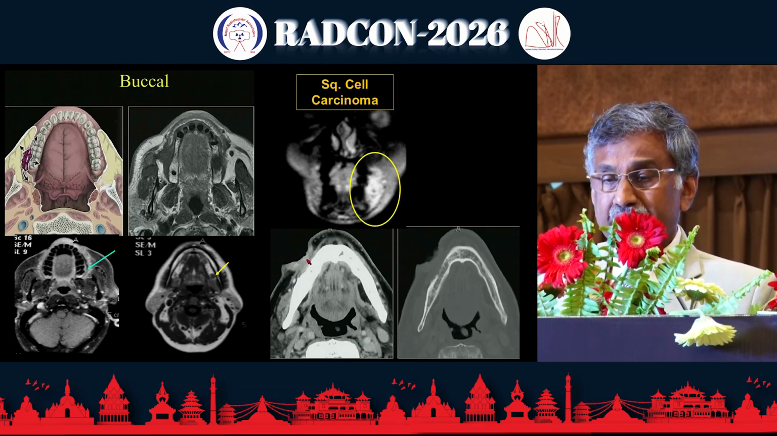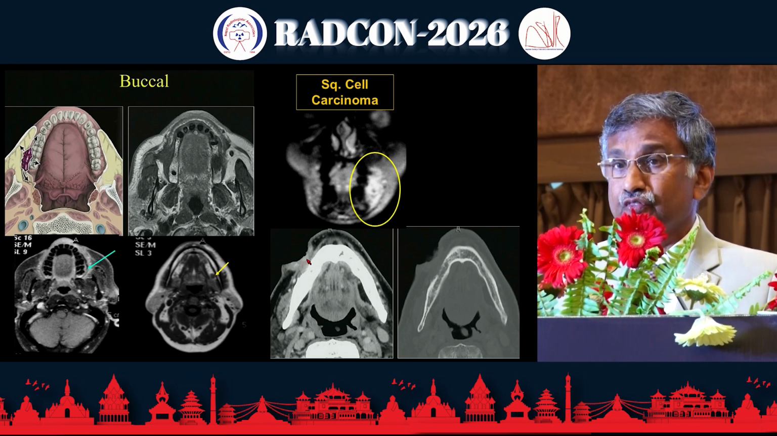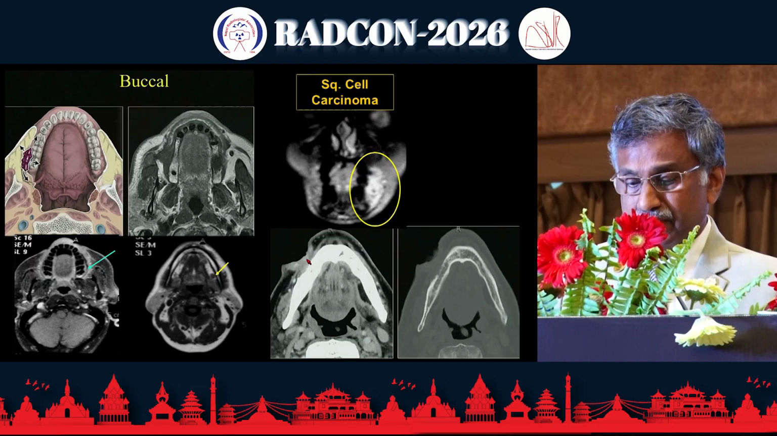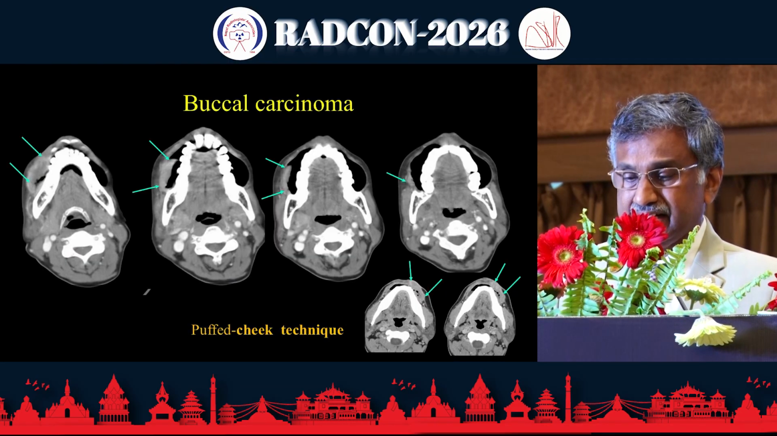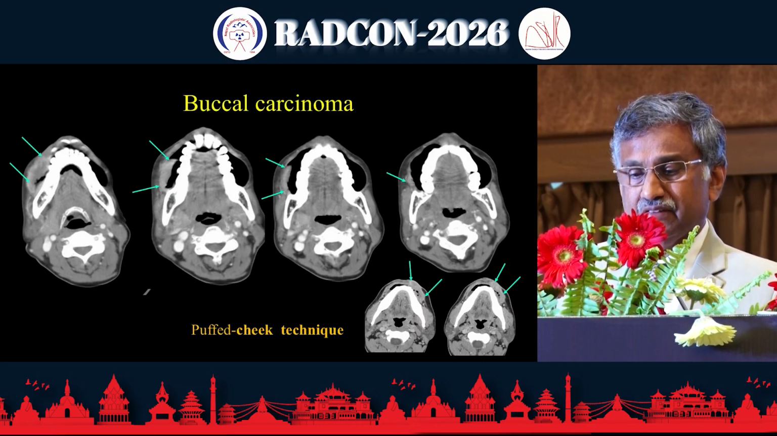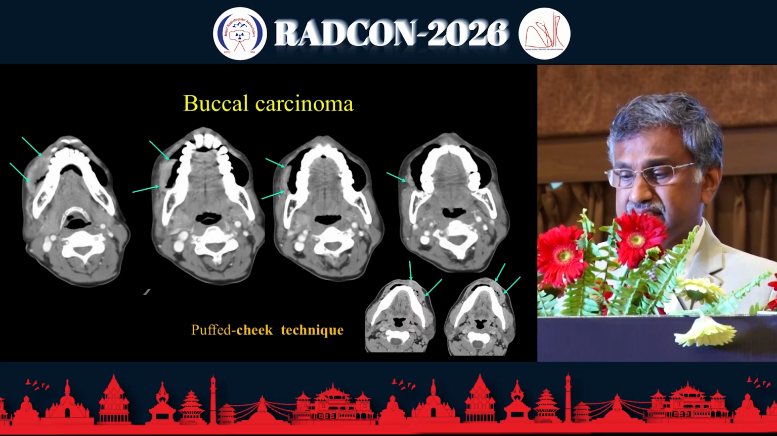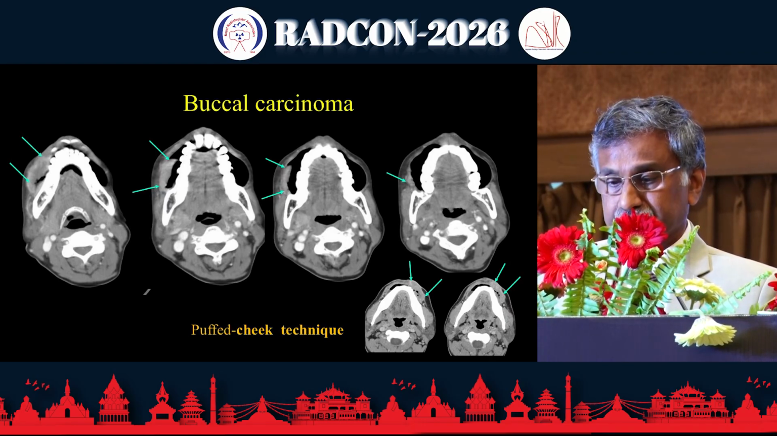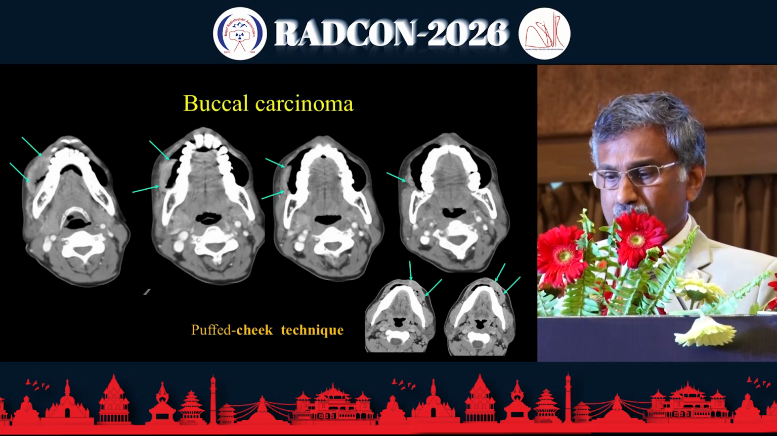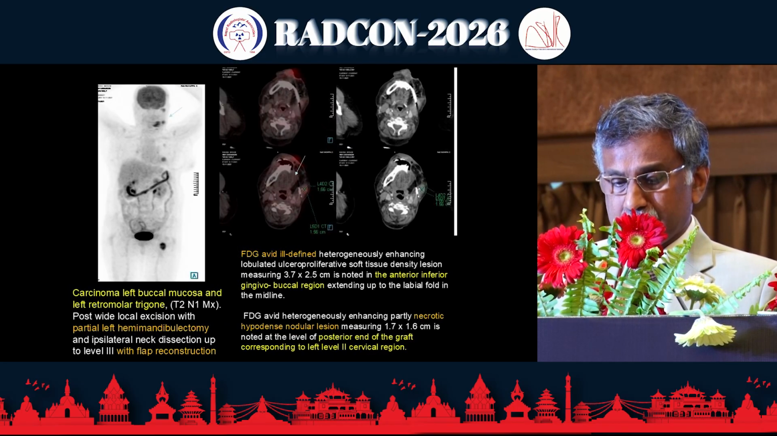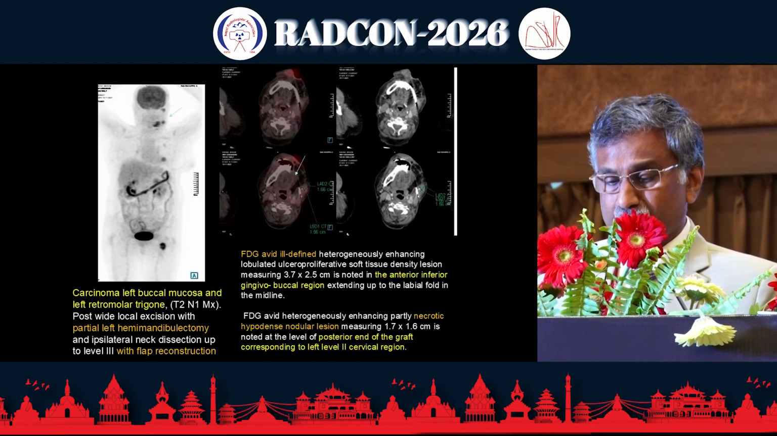So whenever you see buccal carcinomas, there is a typical technique called the puffed cheek technique. With this technique, you can see the very early stage of buccal carcinomas, as we see in this particular case. Very subtle early changes can be seen with the puffed cheek technique. Here is a post-operative, post-treatment case of carcinoma of the buccal mucosa with retromolar trigone involvement.